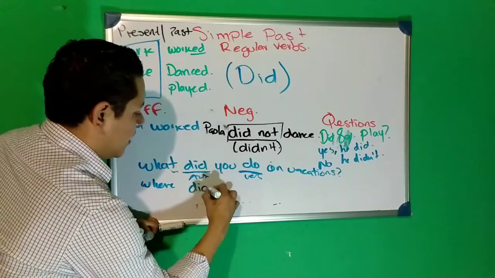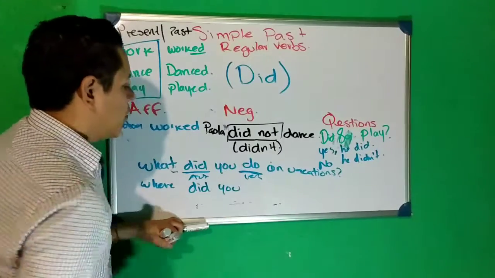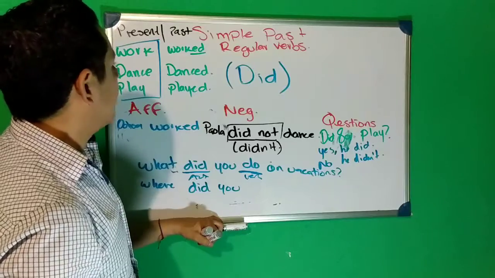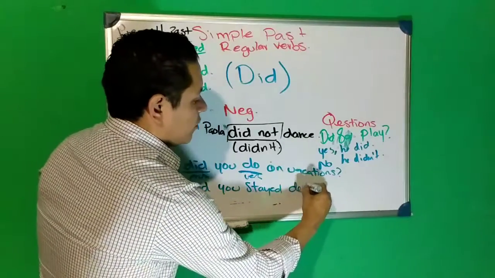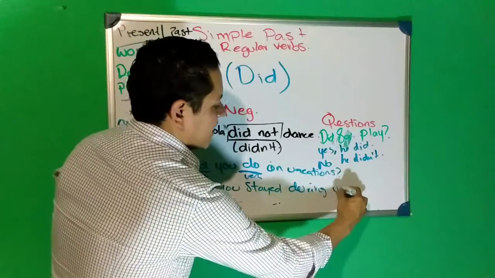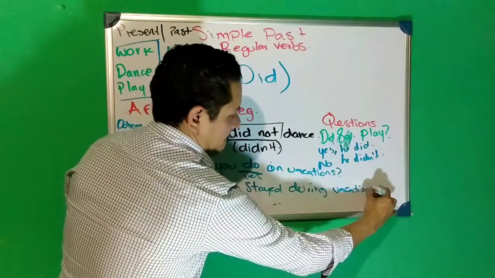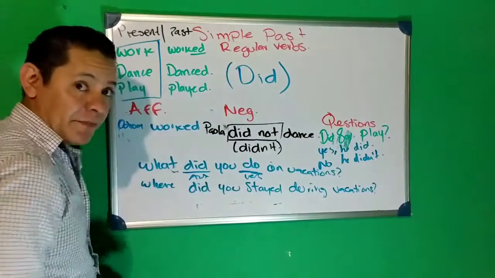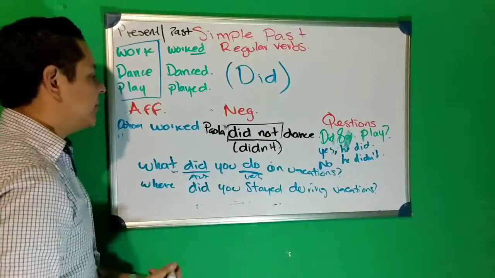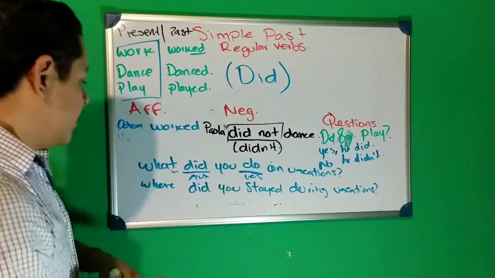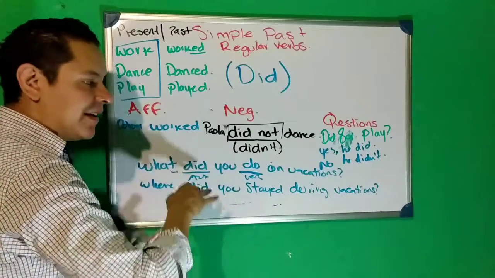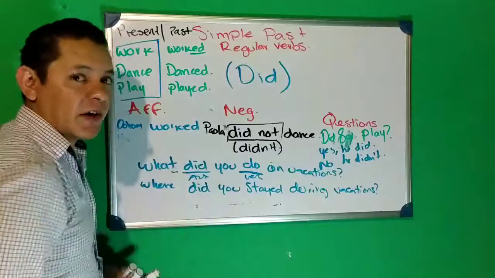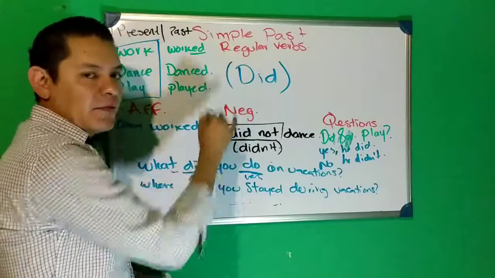Or where did you stay during vacations? Where, okay, what did you do? Where did you stay? And some other questions, okay? Remember that we can change the personal pronouns. It doesn't matter, okay? Simple past with regular verbs.